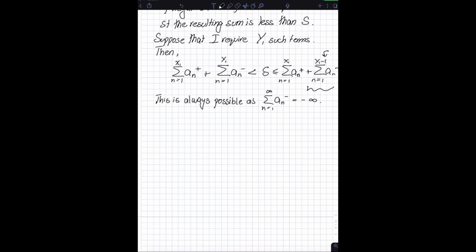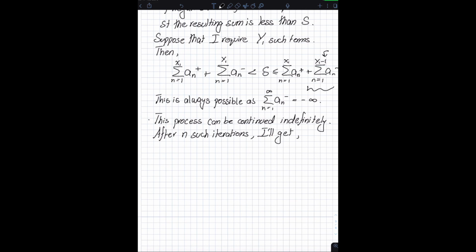Okay. Now what I'm going to say is I'm going to continue this process. This process can be continued indefinitely. So if you just continue this process forever and ever, you can say that after n such iterations, I'll get the following. So this is what you're going to get in general.